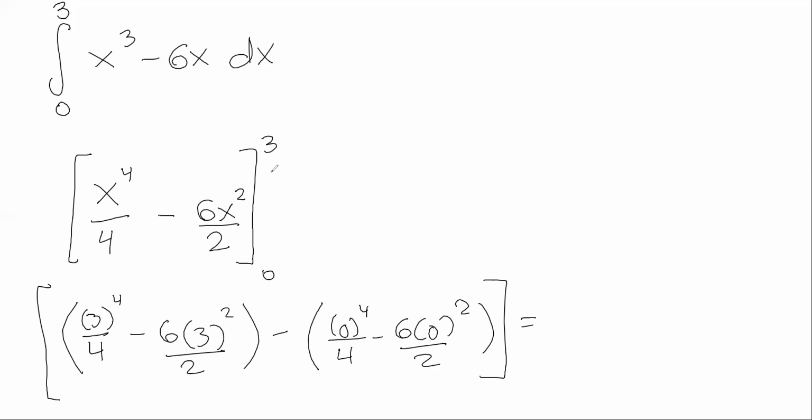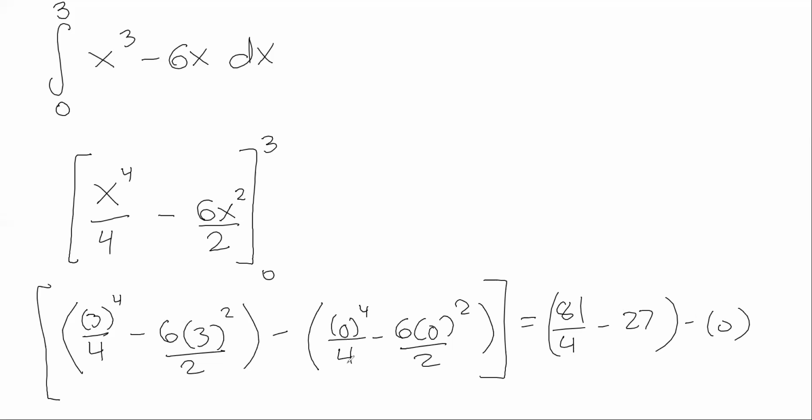So let's see what we get. We have 3 to the fourth power, which is 81. So we have 81 over 4. And then we have 9 times 6, which is 54. And then 54 over 2 is 27. So this is going to be minus 27. And then we're going to subtract basically nothing. There's nothing but 0 left in the other group.